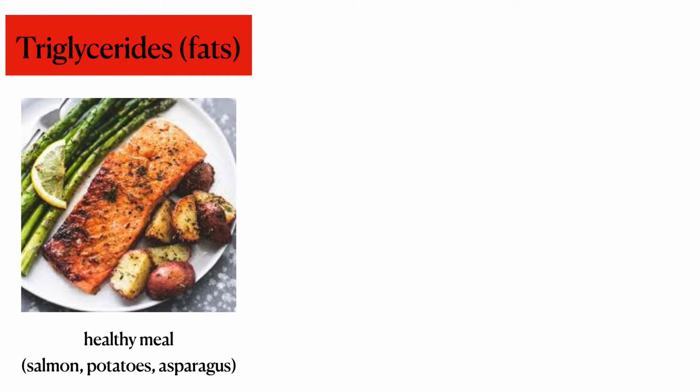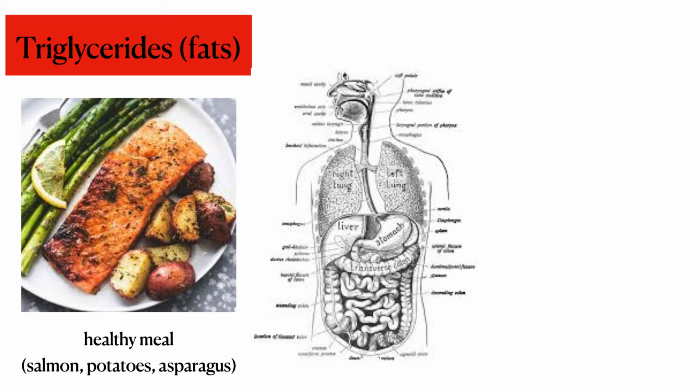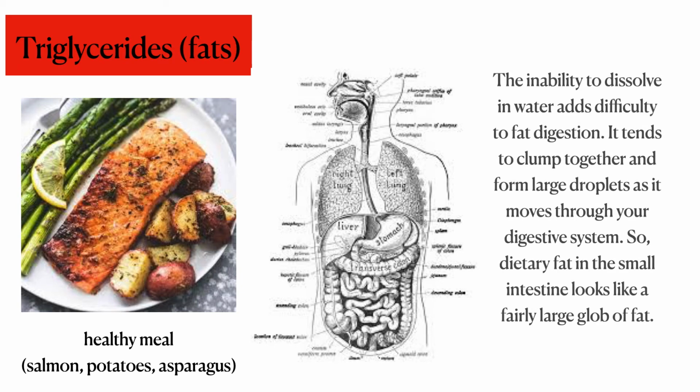So let's look at a meal. Here's a healthy meal. We've got potatoes, we've got salmon, and we've got some asparagus, and that's a pretty healthy meal. All right, so you eat this meal, you consume it, it goes down your esophagus, it enters the stomach, and your stomach acids and digestive enzymes start acting upon the fats that might be found, the triglycerides that might be found in that food.